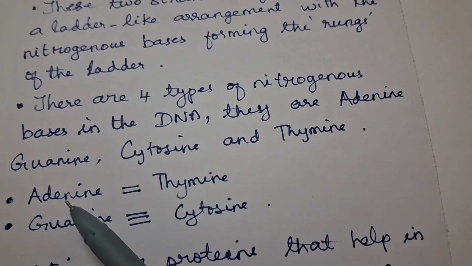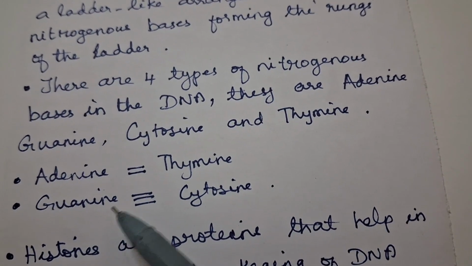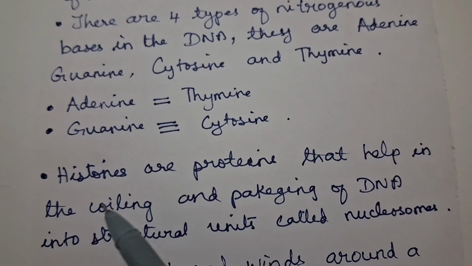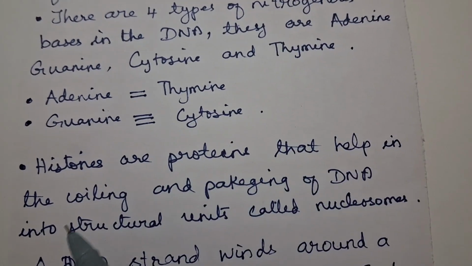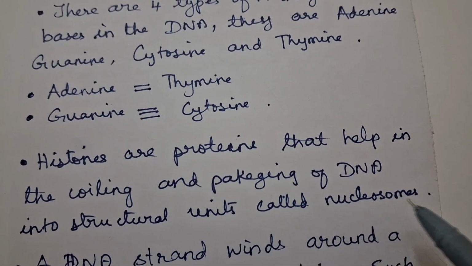Adenine always pairs with thymine, with a double bond between them. Guanine always pairs with cytosine, with a triple bond. And the next one is histones. These are proteins that help in the coiling and packaging of the DNA into structural units called nucleosomes.